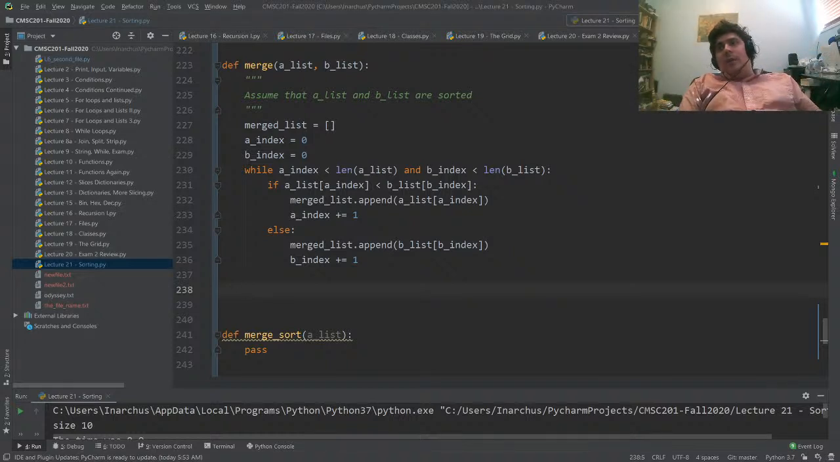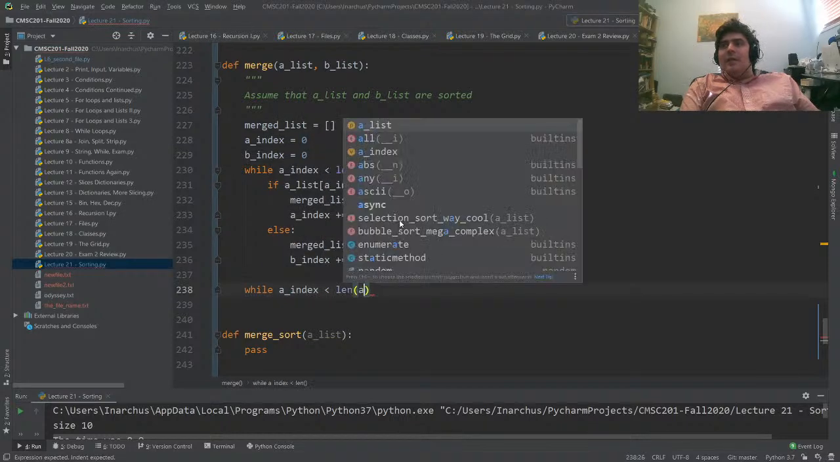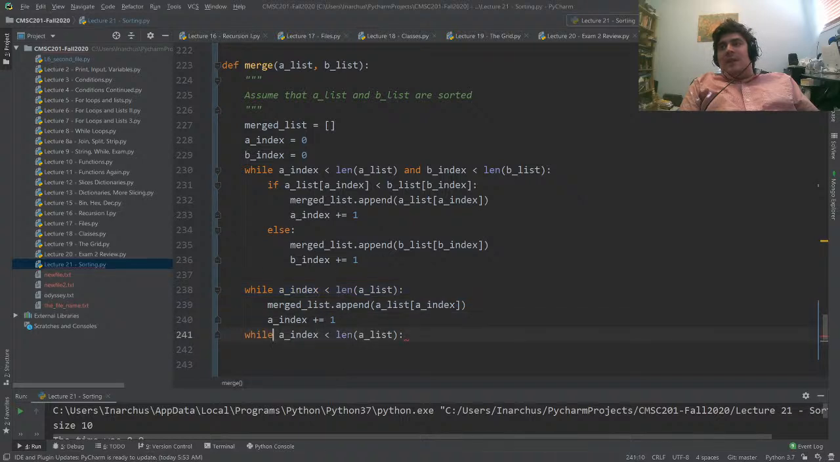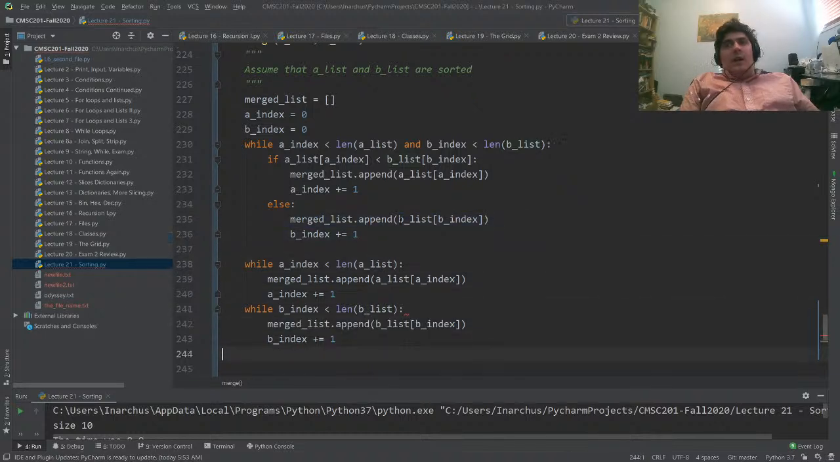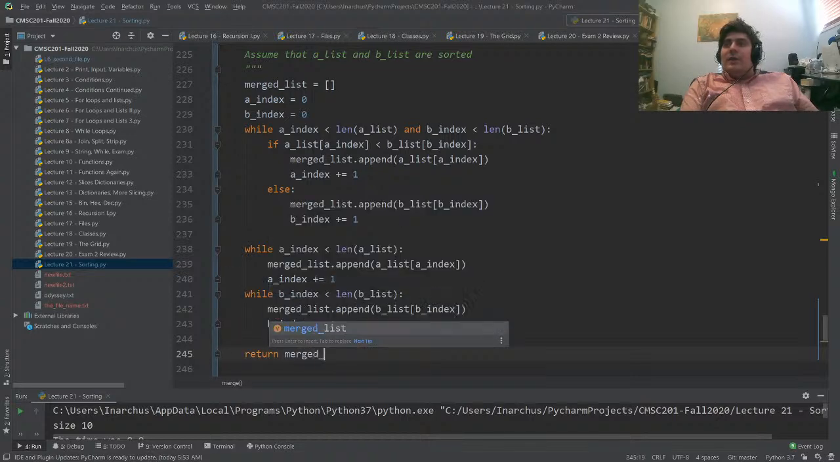So we need to say while A index is less than the length of A list, we can do this. And then while B index is less than the length of B list. And then copy paste this. And that cleans up our function. And then we can do return merged list.